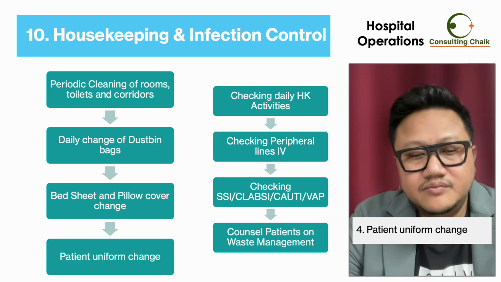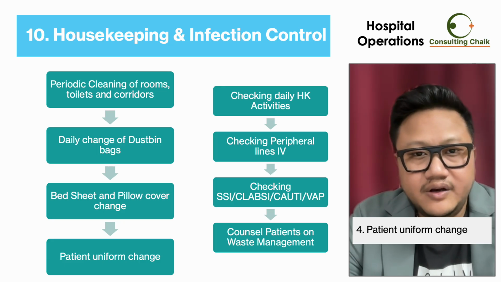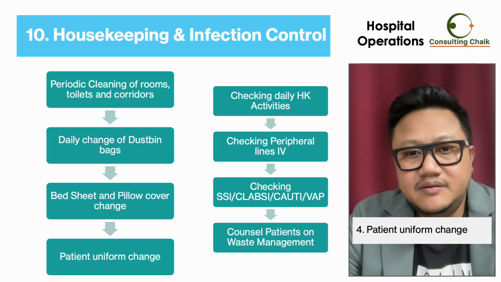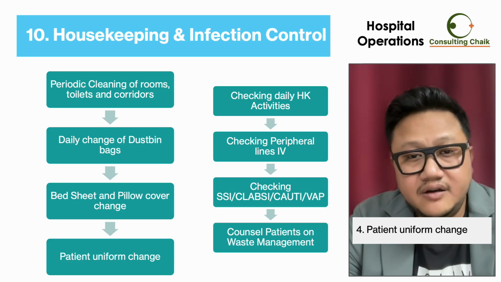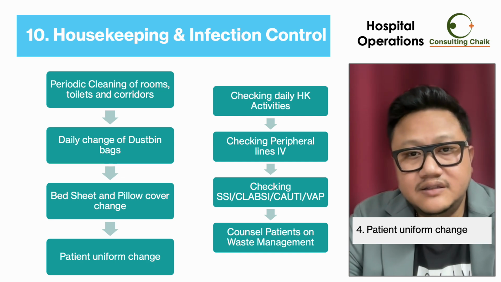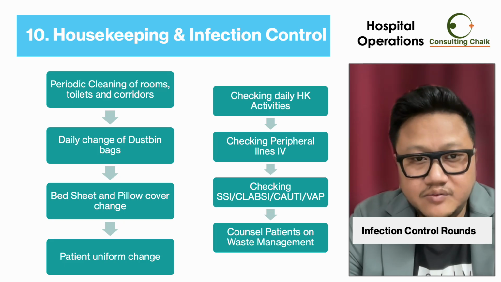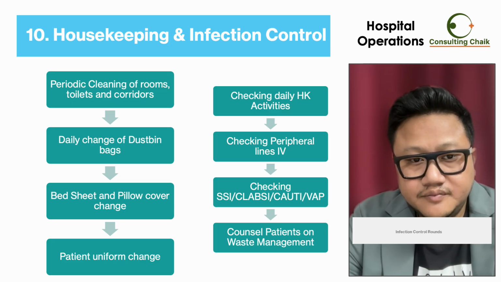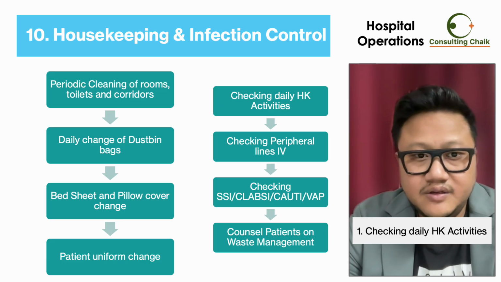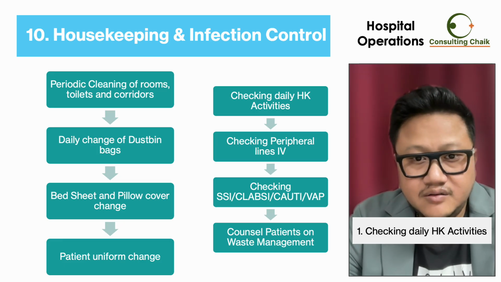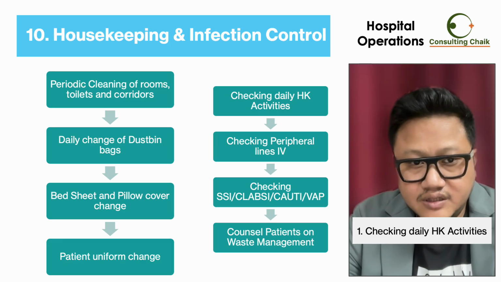And then the patient uniform should also be changed on a daily basis. So when you do these things, then the patients also understand how clean the hospital is, and they'll start to see and understand the effort for cleanliness. Okay, and in terms of infection control rounds, the ICN should be checking daily their housekeeping activities, whether those dustbins are properly being maintained or not. They should counsel the patients on waste management.